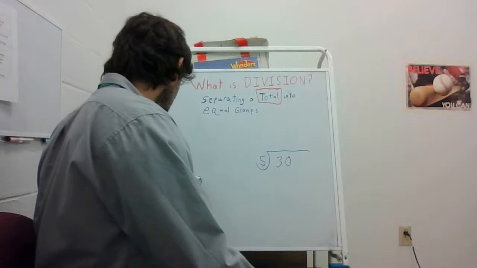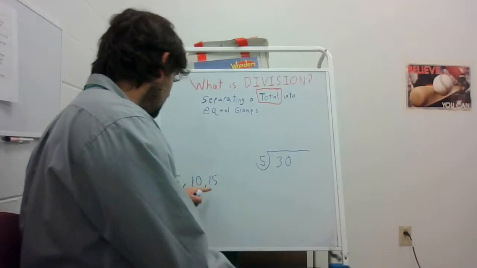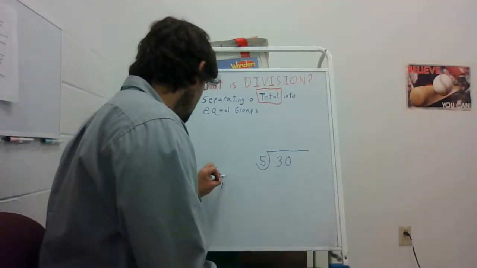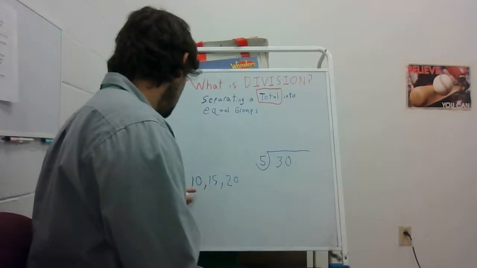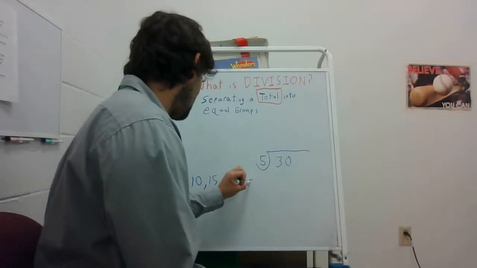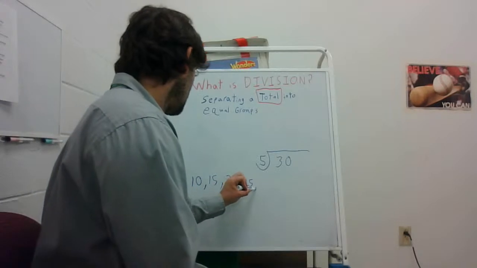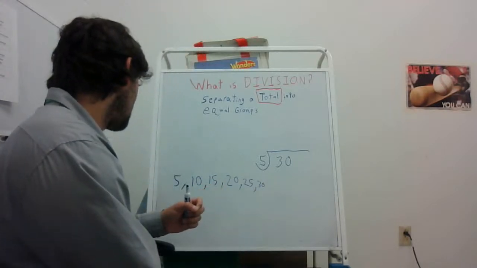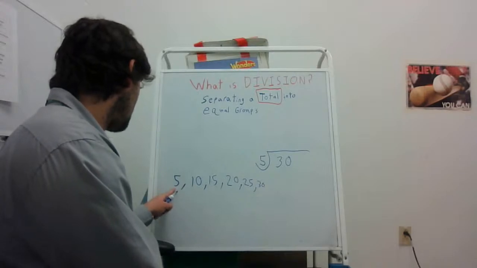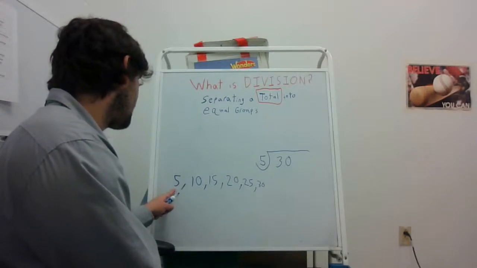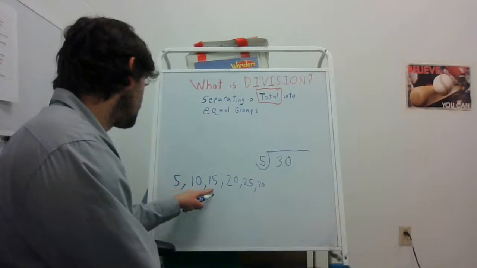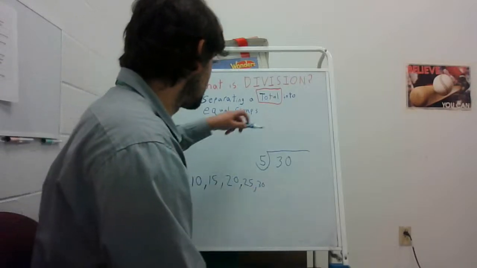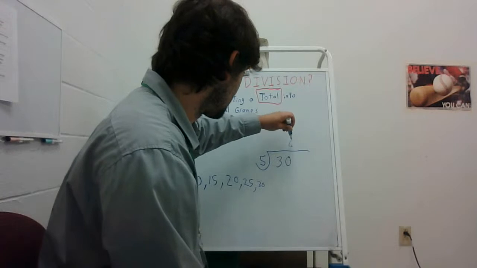So 5, 10, 15, 20, 25, 30. So how many numbers did I end up counting by 5? How many numbers do I have here? I just counted by 5 from 5 to 30. 1, 2, 3, 4, 5, 6. So 30 divided by 5 equals 6.